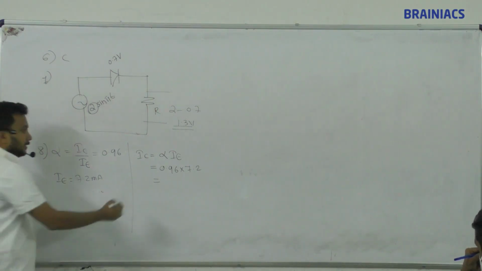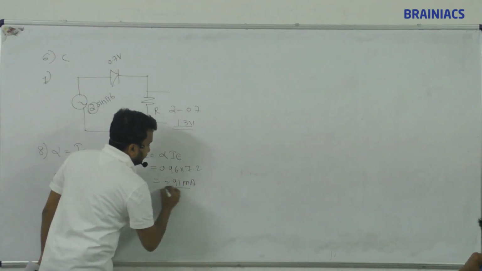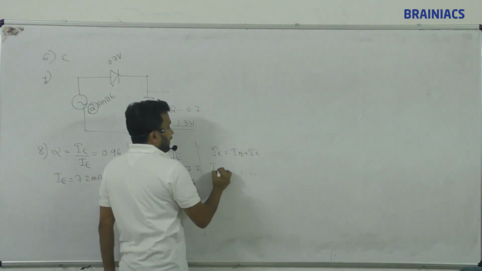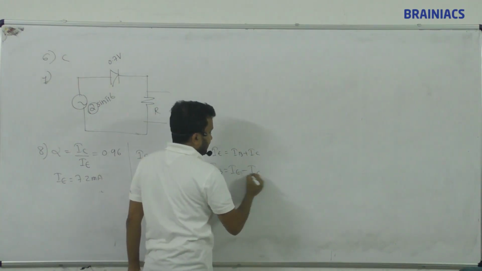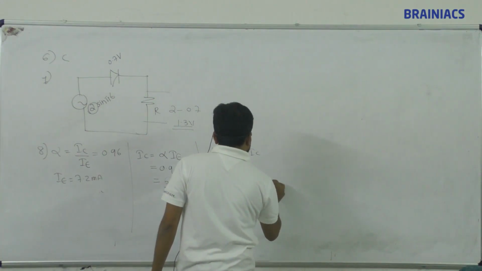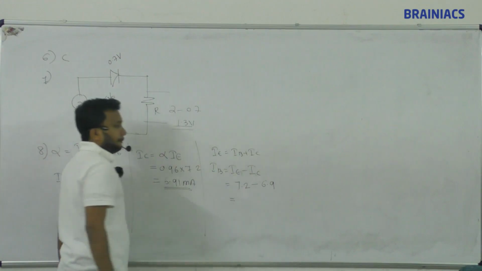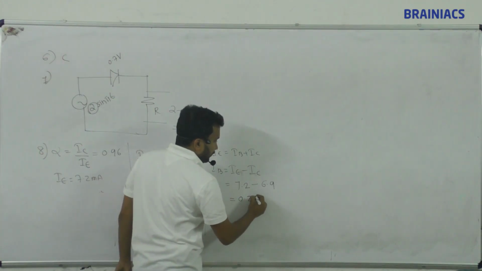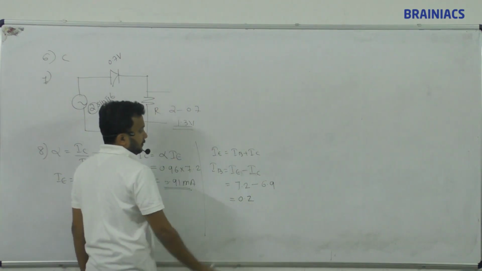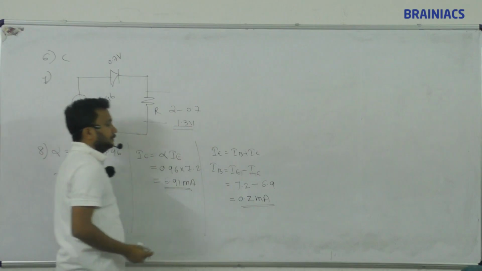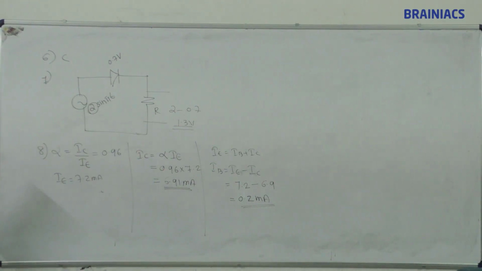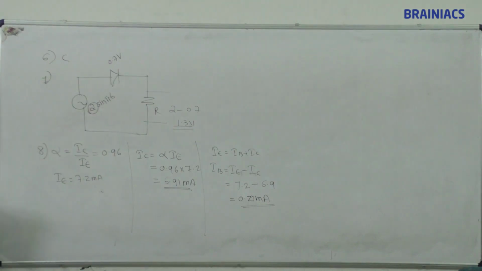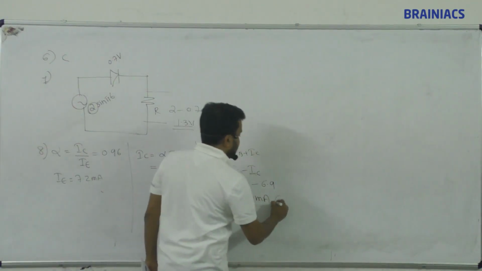6.91 milliampere. Okay, next, IB is IE minus IC: 7.2 minus 6.91, how much? 0.29. What matches with that in the options? 0.29 milliampere. So option A is the right answer.